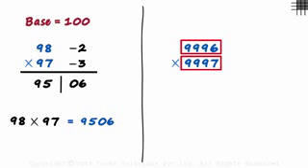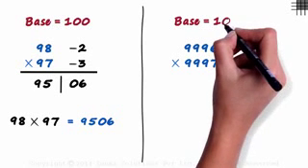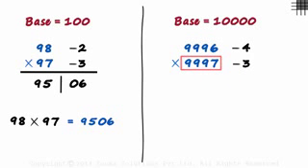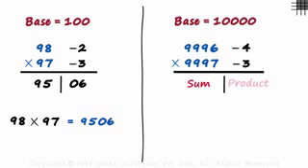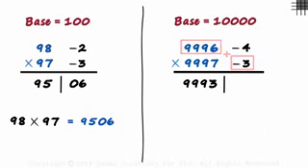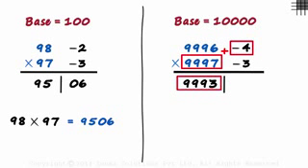Both numbers, as we can see, are close to 10,000. So the base will be 10,000. This number is minus 4 units away and this is minus 3 units away. Then we make the partition, sum on the left and the product on the right. This plus this is 9,993. The sum of these two will also give us 9,993.